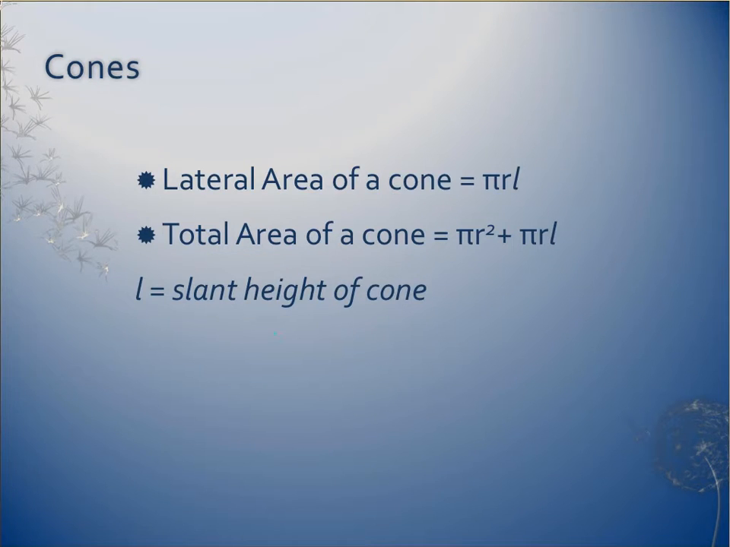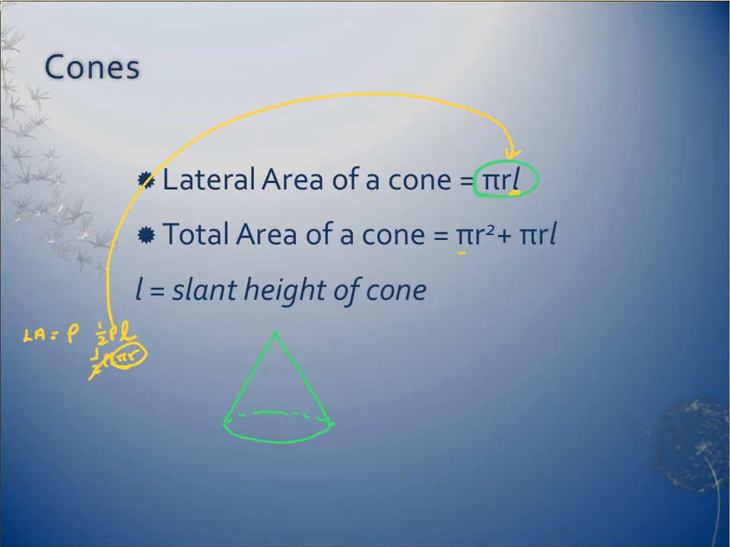Cones are like a pyramid with a circle as its base. So the lateral area for a cone is pi r l. If you remember, lateral area for a pyramid was 1/2 perimeter times slant height, and the perimeter of a circle is 2 pi r. So if I did 1/2 times 2 pi r, I end up with just pi r. And then the l is there for the slant height.